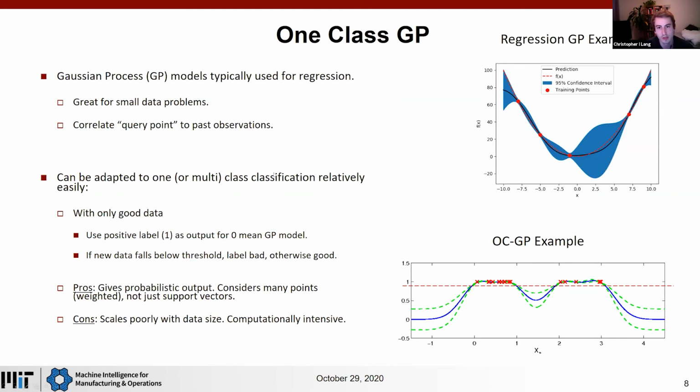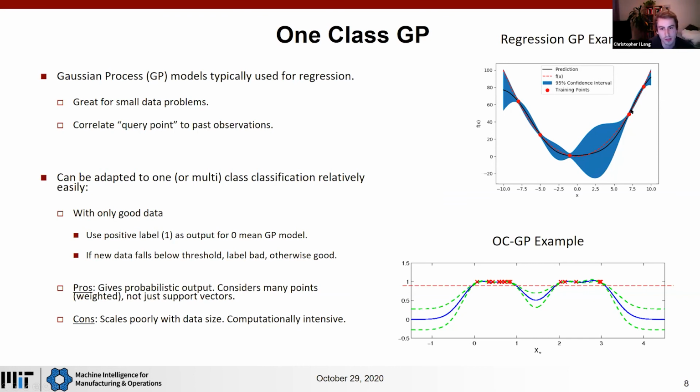So the second method which I was looking at was one-class Gaussian process models, or GP models. GP models are typically used for regression, and I think that they do a really good job at small data problems. So this is a regression example here where we have some input x, and we want to be able to create a model for f of x, and we only have just a few training data points.